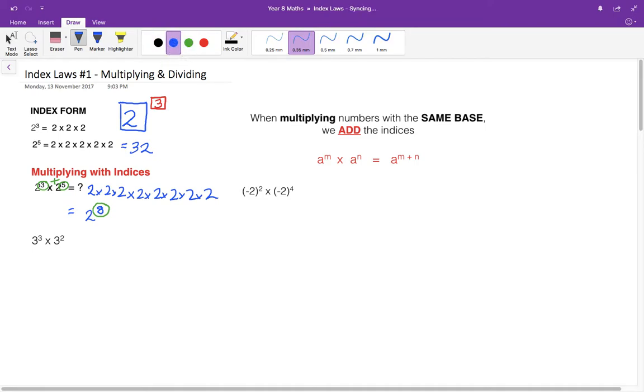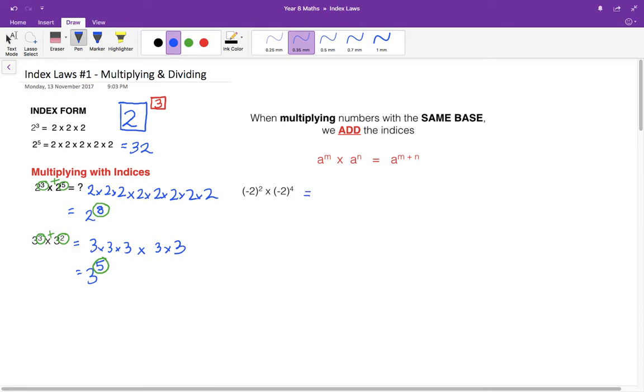Let's have another look. We've got 3 to the power of 3 multiplied by 3 to the power of 2. So in expanded form, we've got 3 times 3 times 3 multiplied by 3 squared, so 3 times 3. So yes, really, all we've got here is 3 to the power of 5. Looking back at the indices, we had an index of 3 and an index of 2, and yes, if I add them, I do get an index of 5. So what we've just identified is a really nice rule: when we're multiplying numbers with the same base, we can just add the indices and actually evaluate it in a much simpler way.